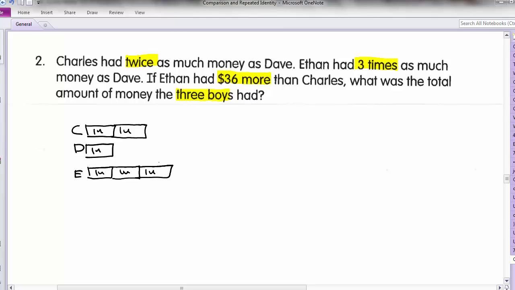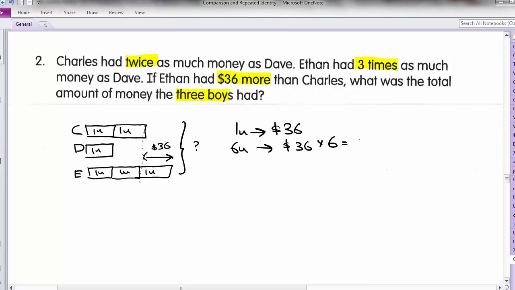Now it says Ethan had $36 more than Charles. So where's Charles? Charles is here, Ethan is here. Charles has 2 units. Ethan has 3 units. How many more units does Ethan have? Ethan has this extra 1 unit. And it says Ethan had $36 more than Charles. So this part here is $36. And that tells me that 1 unit is $36. So I want the total, 6 units. That's why you take 36 times 6. And that will give me 216. Hooray.